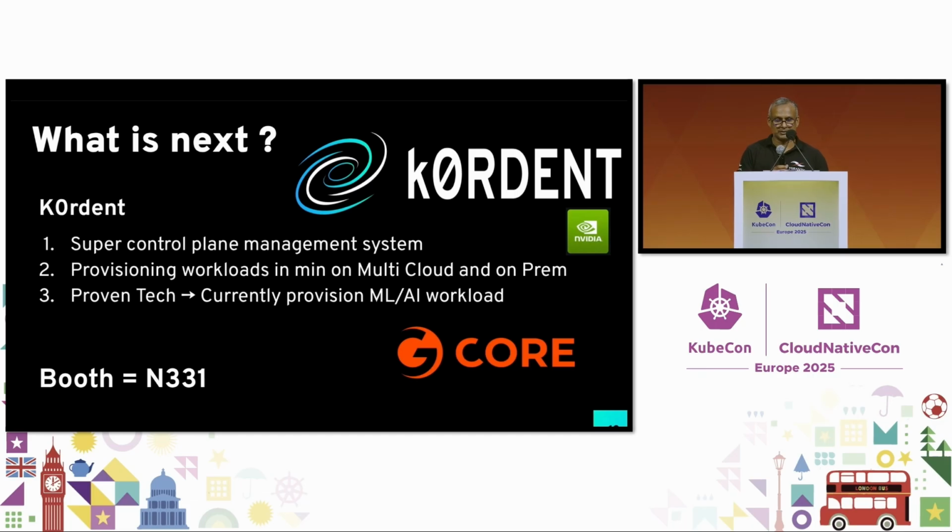And then what is next? So this is Cordant, which sits on top of K0s. It is our super control plane management system, which is being showcased, and we have just released version 2. It's provisioning workloads in minimum time on multiple clouds and on-prem. It's a proven technology, and it's currently provisioning AI and ML workloads together with, we have partnered with J-Core, and everything is ready within minutes to get your infrastructure ready to provision ML and AI workloads.